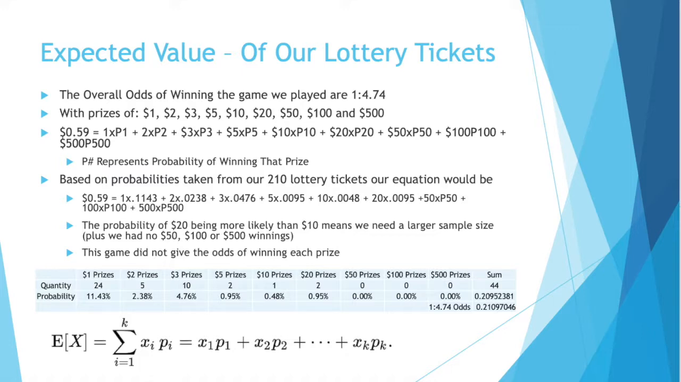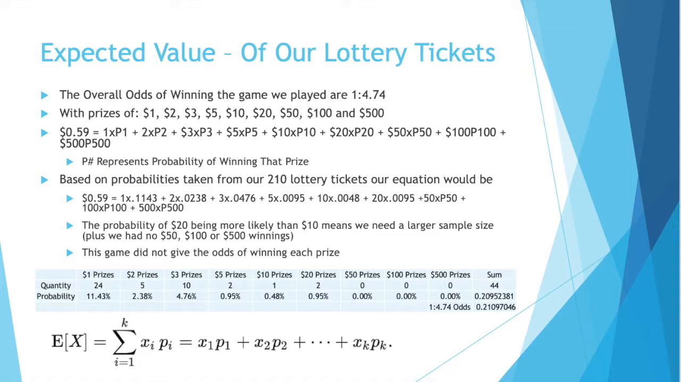Based on our 210 lottery tickets, we are able to build out a pretty decent version of this formula. But of course, we didn't win anything more than 20, so I'm not really sure what the likelihood of each of those prizes is. And the fact that the probability of winning 20 was more likely than 10 just meant that we got lucky, and we really needed a larger sample size.